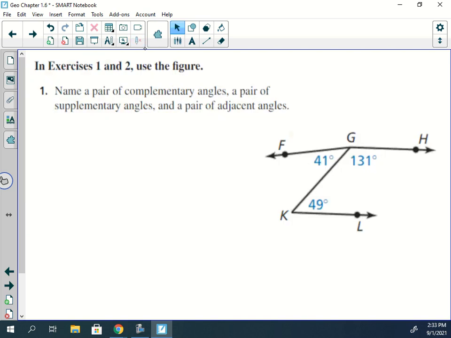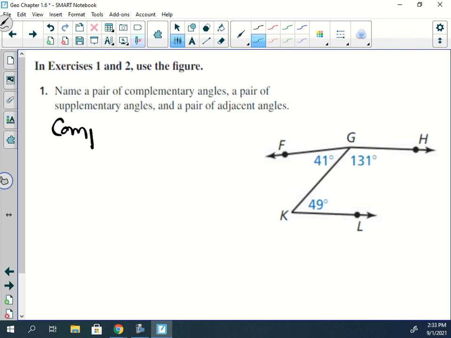So we're going to do three things on this first one. We're going to name a pair of complementary angles, name a pair of supplementary angles, and name a pair of adjacent angles. So the first thing we're looking at is two complementary angles. Well, complementary angles do what? We need two angles that add together to be 90 degrees.